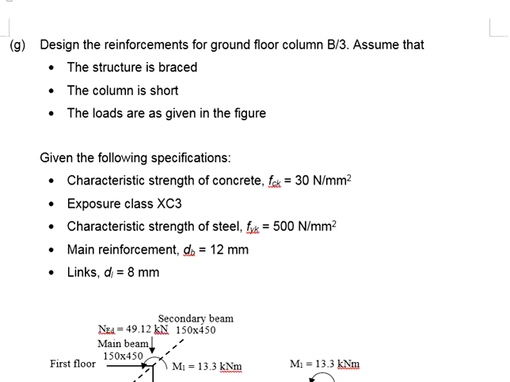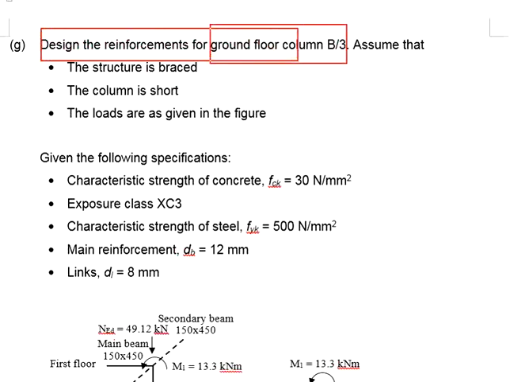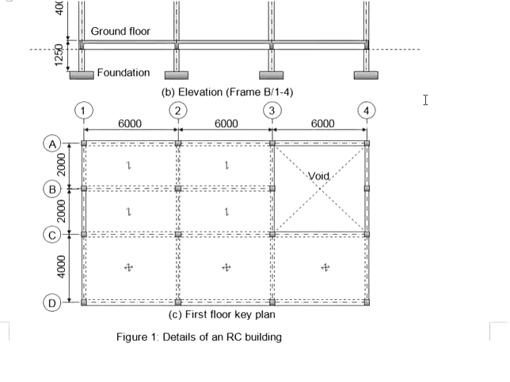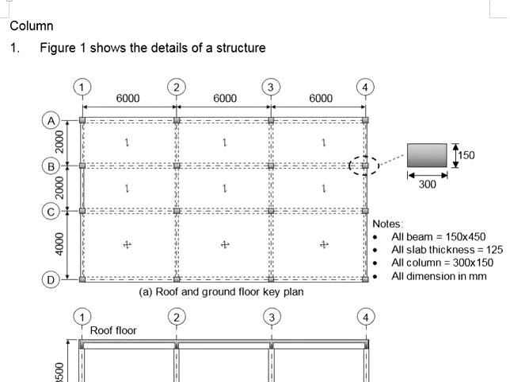Let us proceed with the design example for columns. We have now reached sub-question G. You are asked to design the reinforcement for the ground floor column B3, referring to the details given in the questions. Viewing from the ground floor key plane, this is column B3.